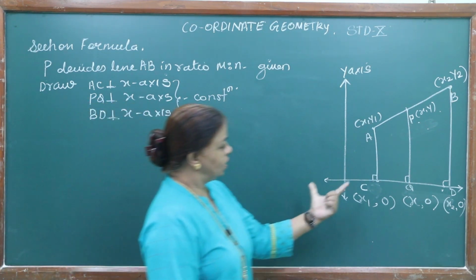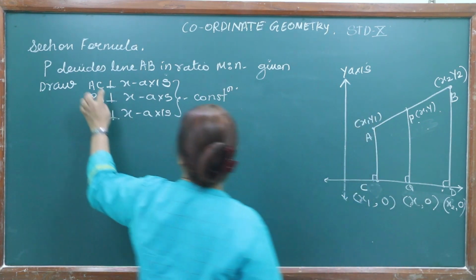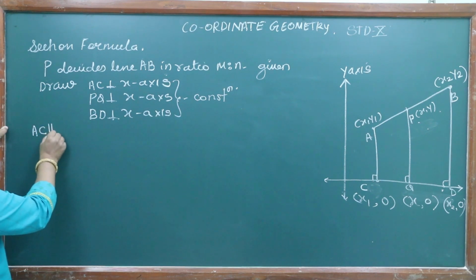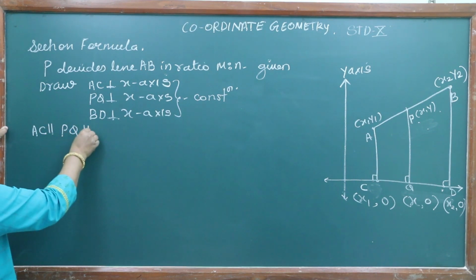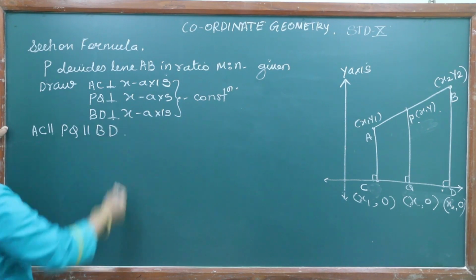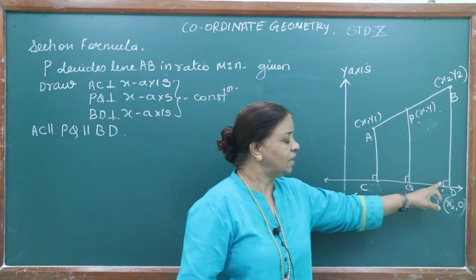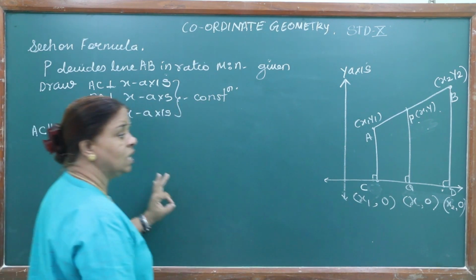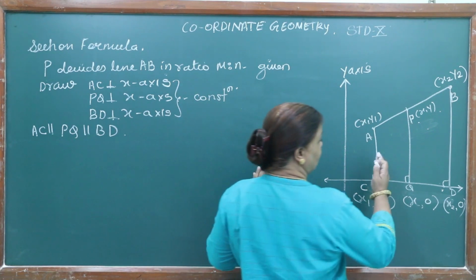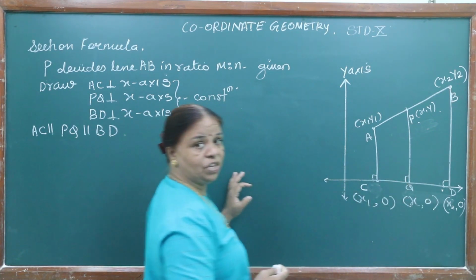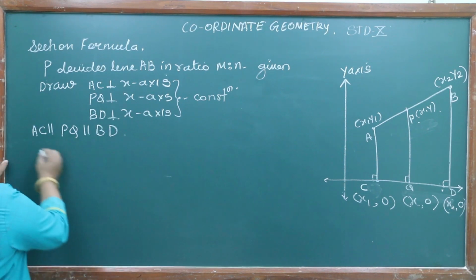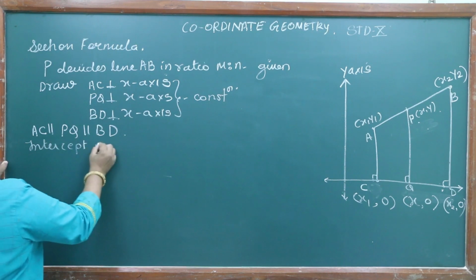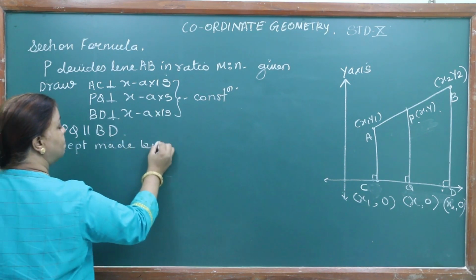Now we know these three lines are parallel to one another because they are perpendicular to the x-axis. So I can say AC is parallel to PQ is parallel to BD, because of the 90 degree interior angle test. Once they are parallel, we can use the property of intercepts made by three parallel lines.